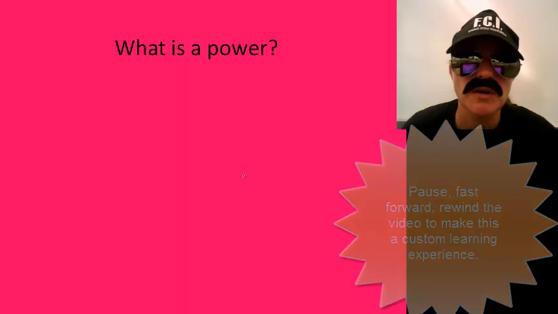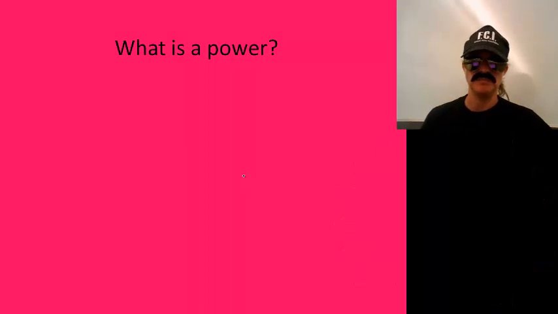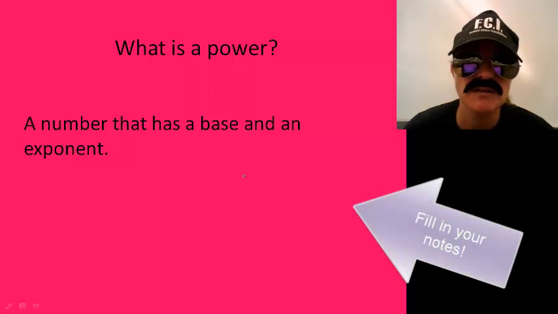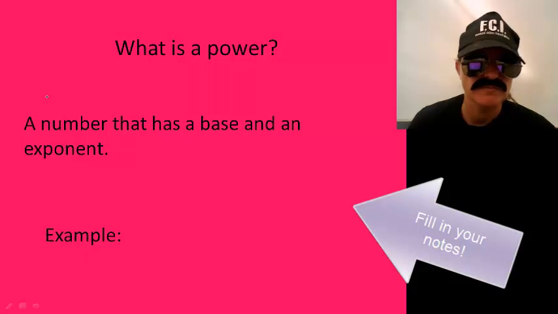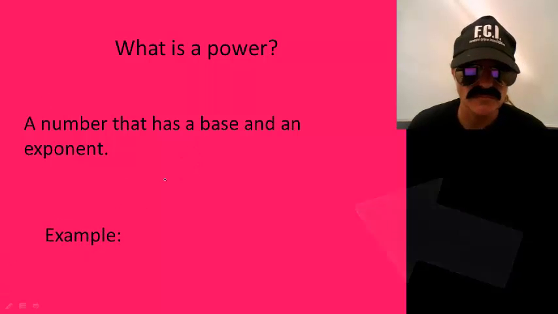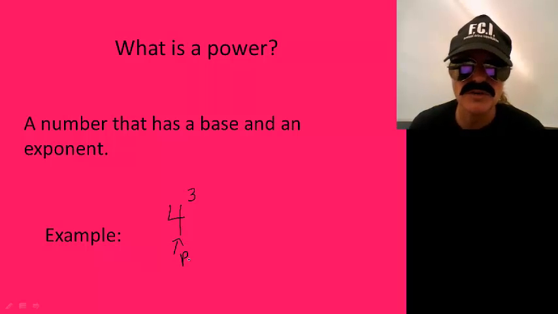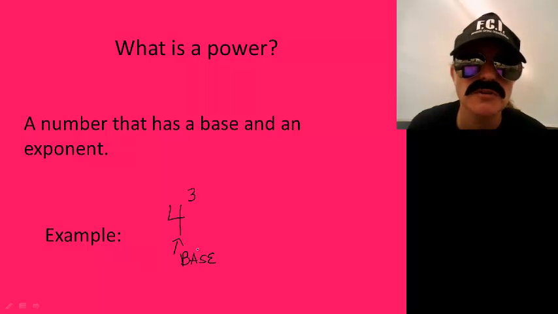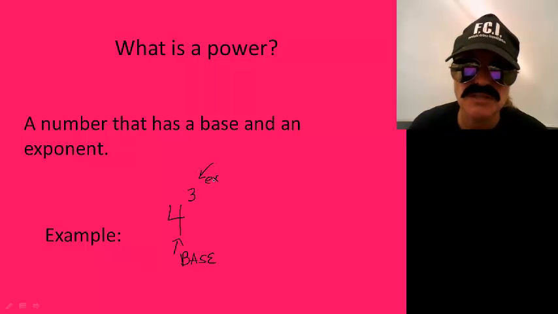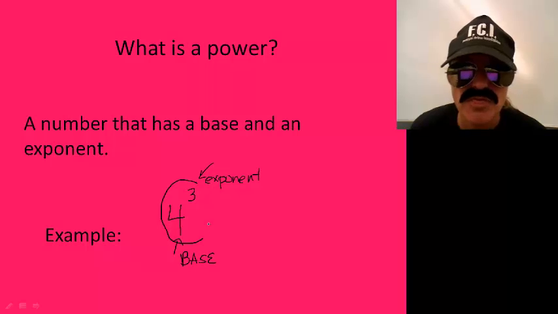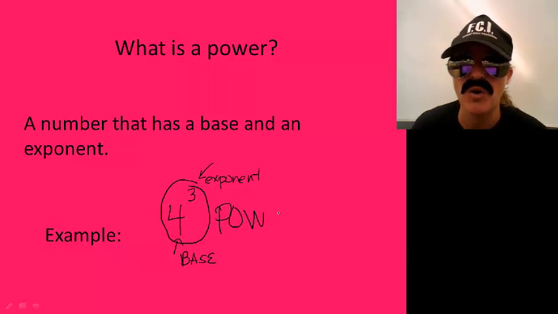So the first thing we're going to talk about is, what is a power? I know I'm very powerful, but what is a power? A power is a number that has a base and an exponent. So, for example, if I have the number 4 to the third power, the 4 is the base. It is the bottom number. And the 3 is the exponent. It is the little small number on the top. Together, with their forces combined, they create a power.